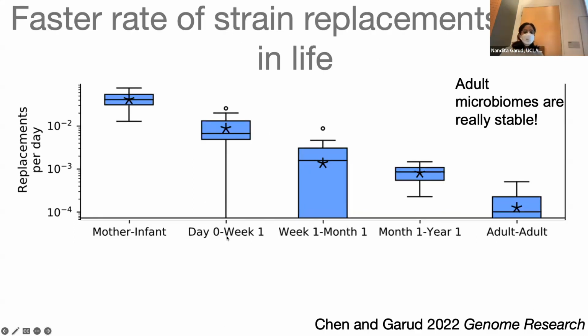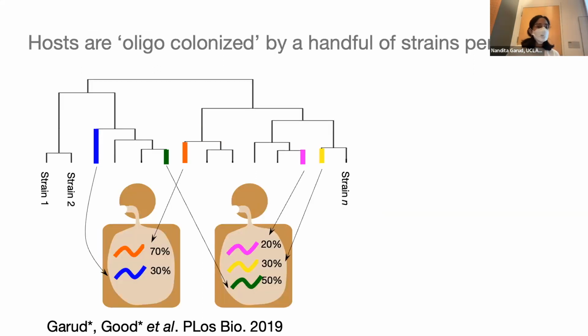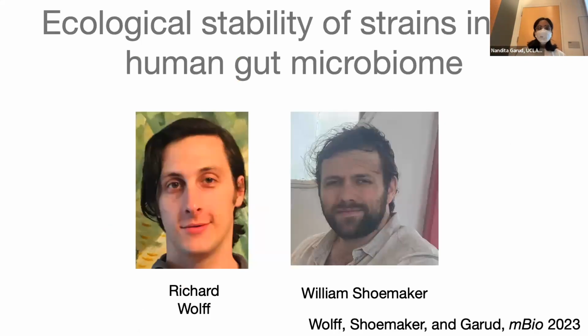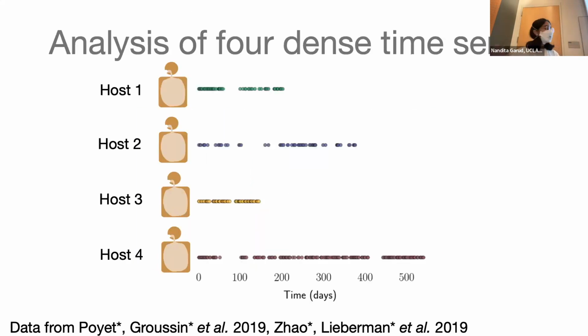So we're going to talk about quantifying the stability and, moreover, how we get this particular distribution of strains in our gut. And so we're going to ask 2 questions. Are the strains stable? And why this distribution of strains? So we'll start off with the first question. And this work was done by Ricky Wolf, who's right here, a really awesome PhD student, and a former postdoc, William Shoemaker. And we looked at the ecological stability of strains using 4 dense time series coming from healthy adults that were sampled basically every day.